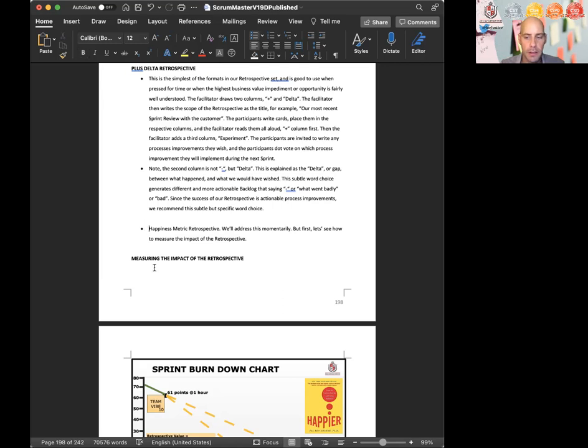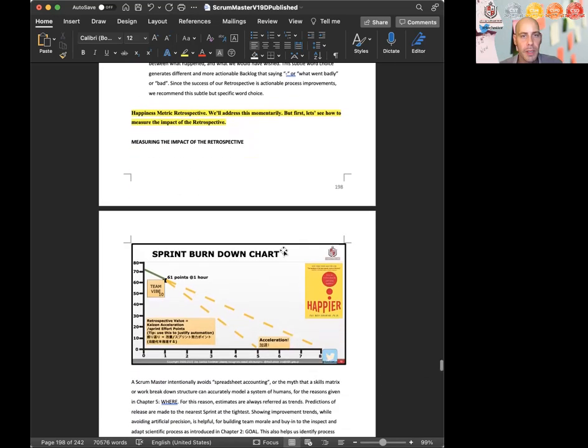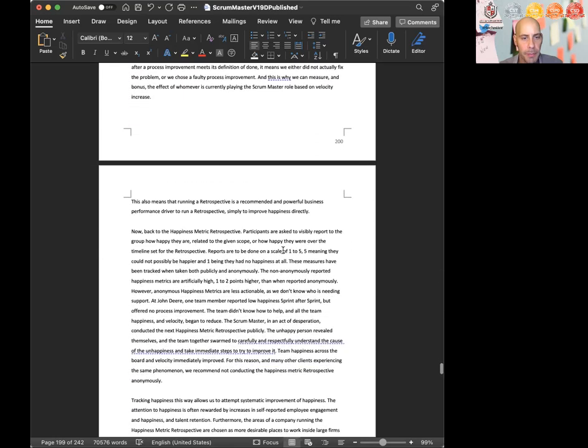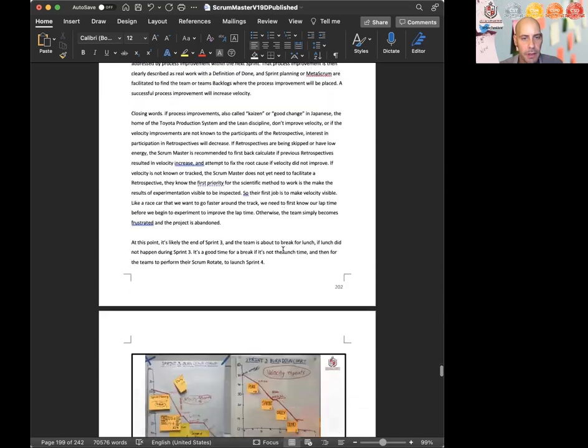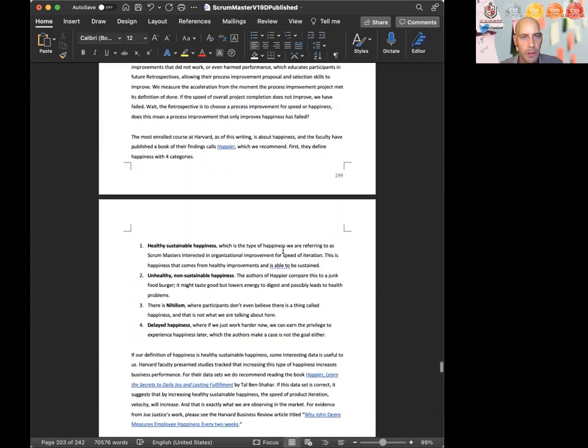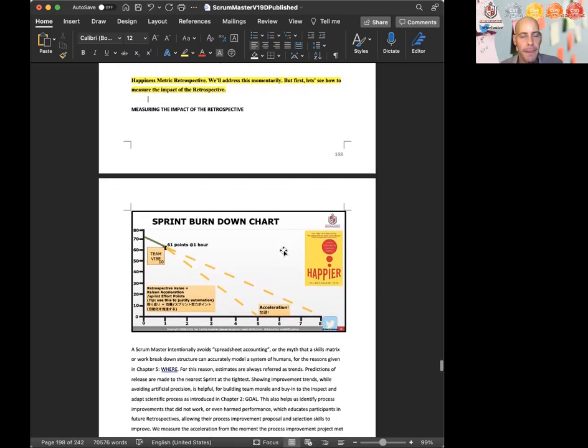Oh, this is actually a higher level. I need to fix the font here. Happiness metric retrospective. We'll address this momentarily, but first, let's see how to measure the impact of the retrospective. Do I then have a header for happiness metric retrospective? Nope. I don't have a header, so I should change that header.